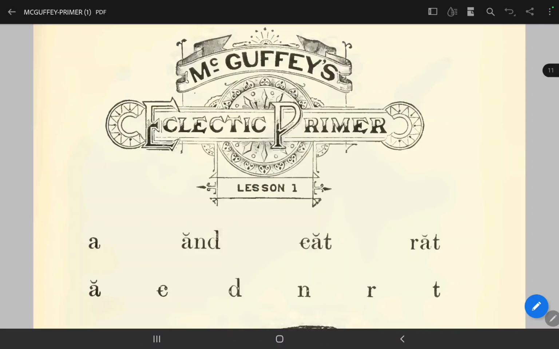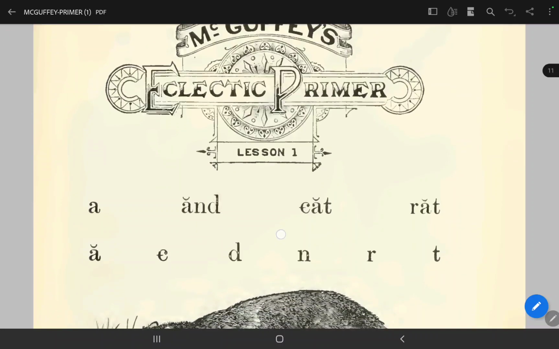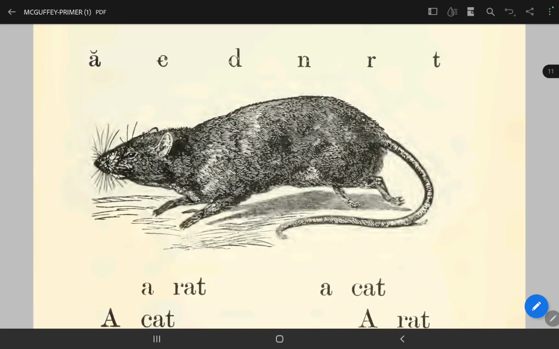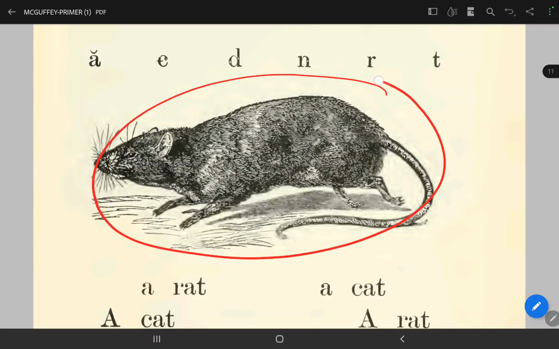In this course, we will be studying McGuffey's Eclectic Primer. In each of these lessons, you will see 4 parts. The first part you will notice is a picture. Now, this picture is going to help you to know what the lesson is going to be about.